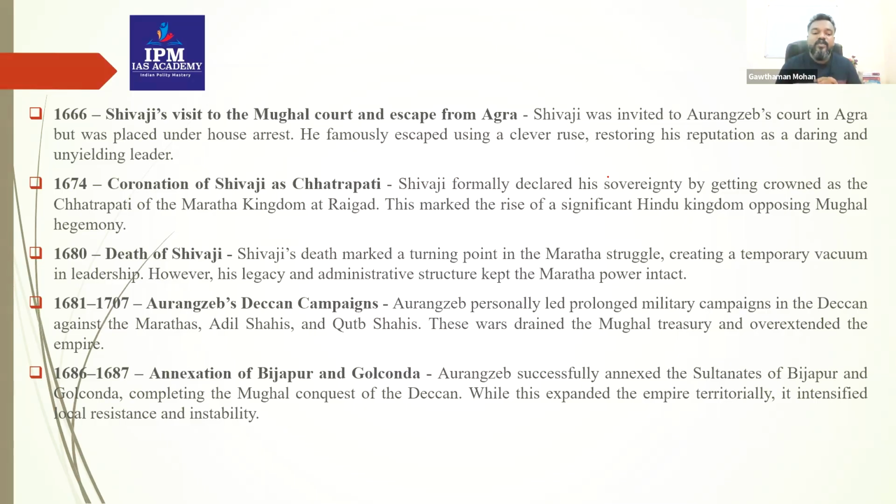So 1681 to 1707 is very, very important, because that was a very crucial time for the Mughal Empire, because Aurangzeb had his Deccan campaigns during this time period. Aurangzeb personally led prolonged military campaigns in the Deccan against the Marathas, Adil Shahis and Qutub Shahis. These wars drained the Mughal treasury and overextended the empire.